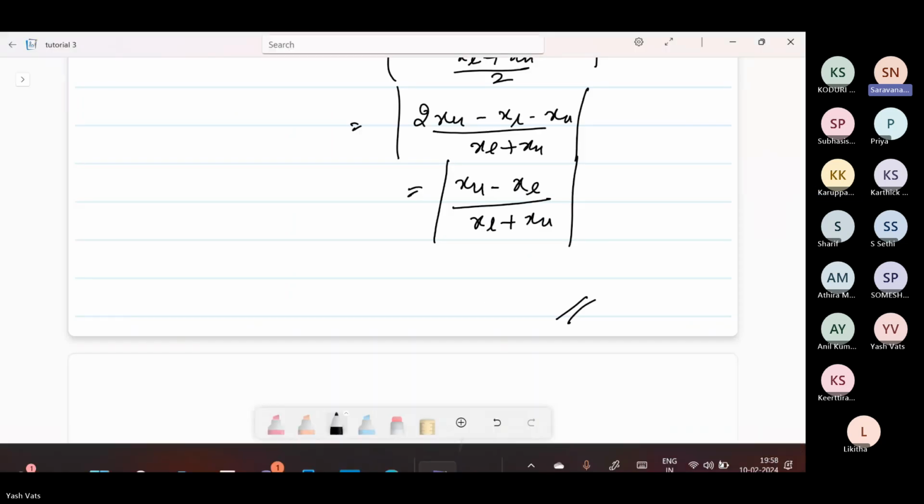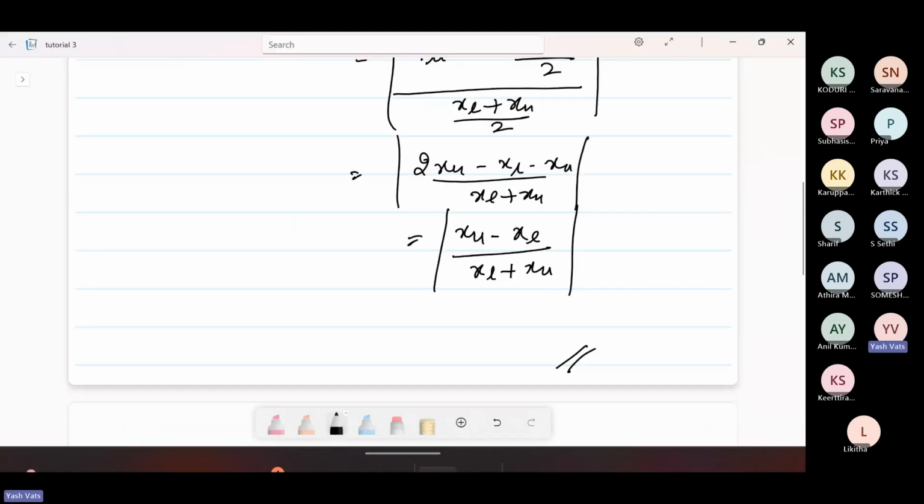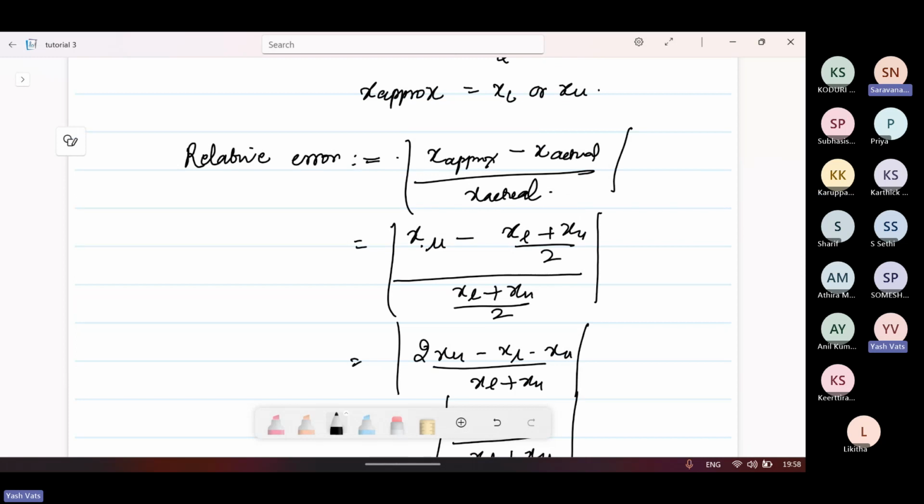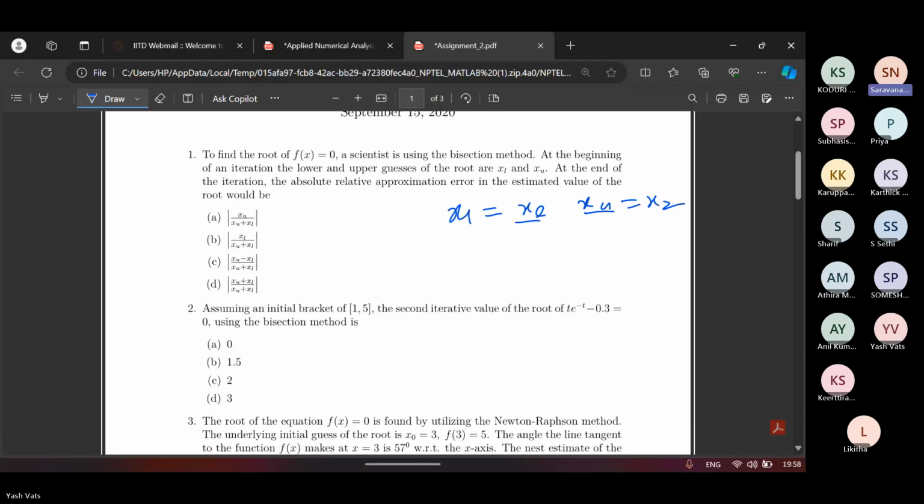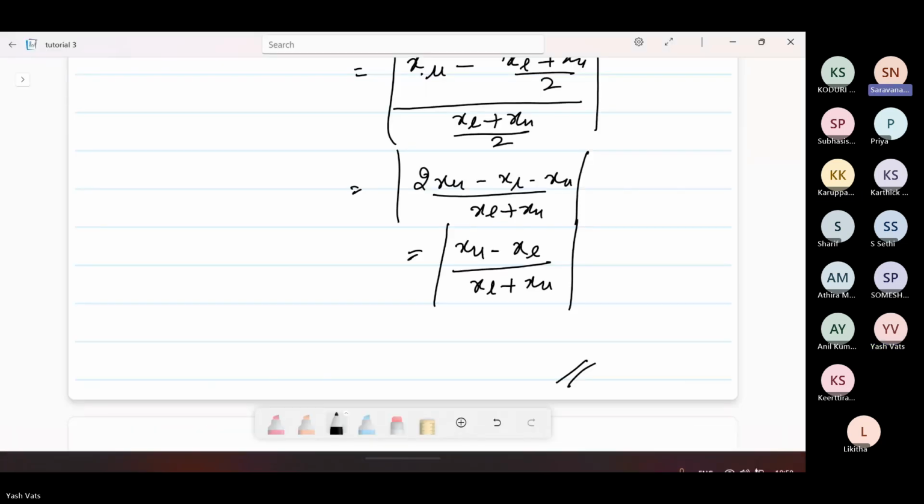If you are taking XL, the answer will be the same. Otherwise also, since mod is there, if I am taking minus out, that's ulta, right? The other side also is correct.